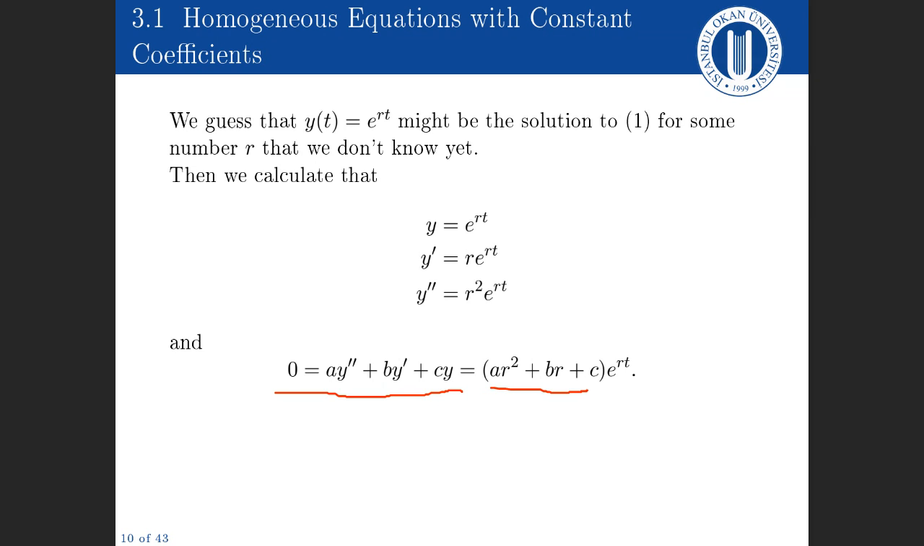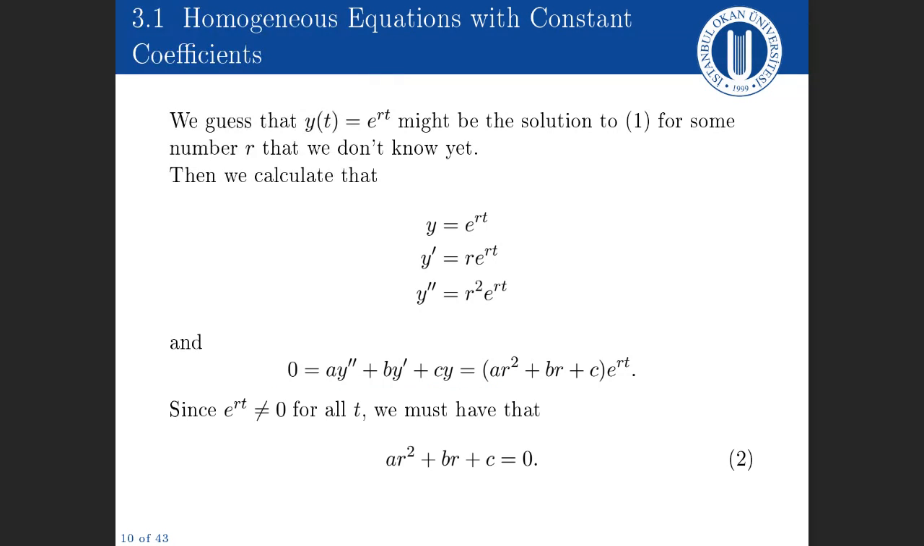And we want this to be 0, but e to the power rt is never 0. So for this equation to be satisfied, we must have that ar squared plus br plus c is equal to 0.